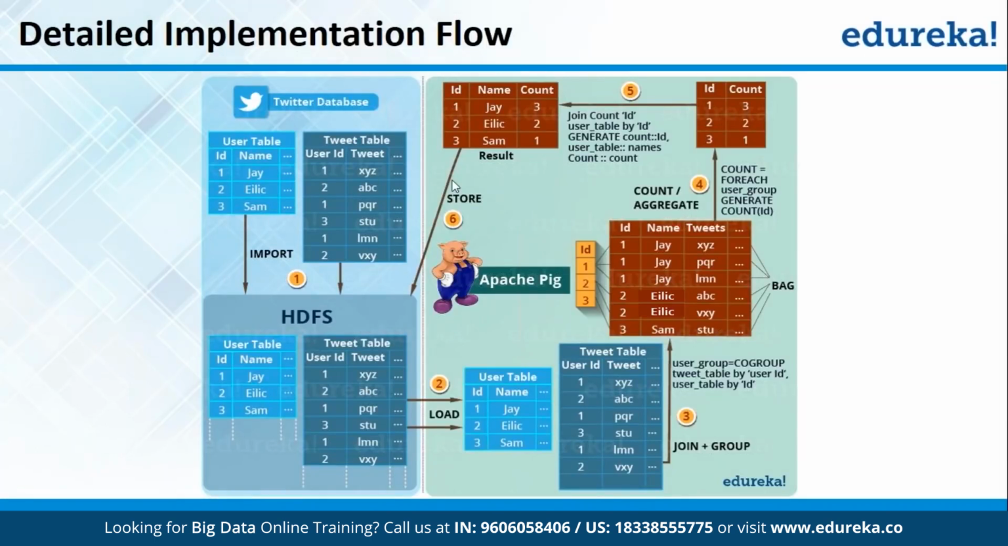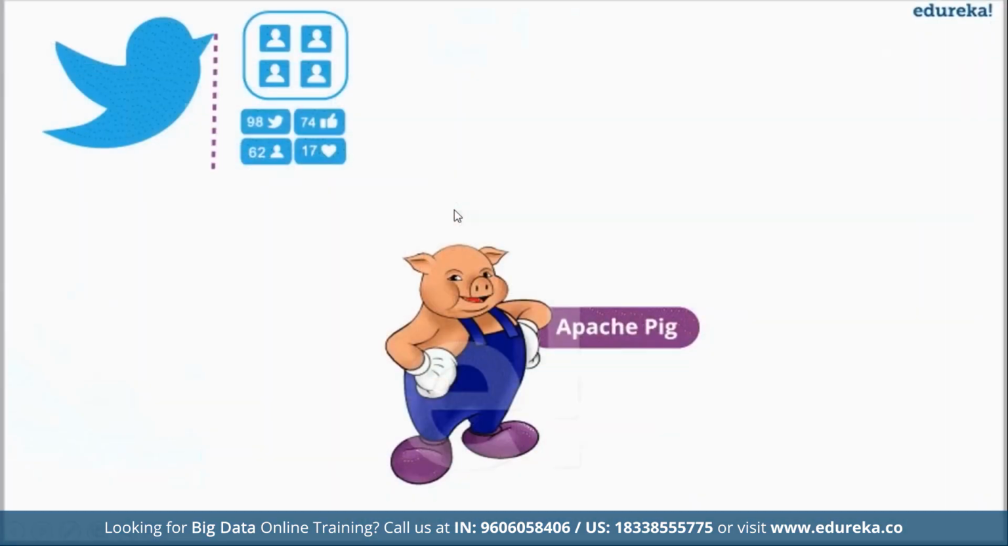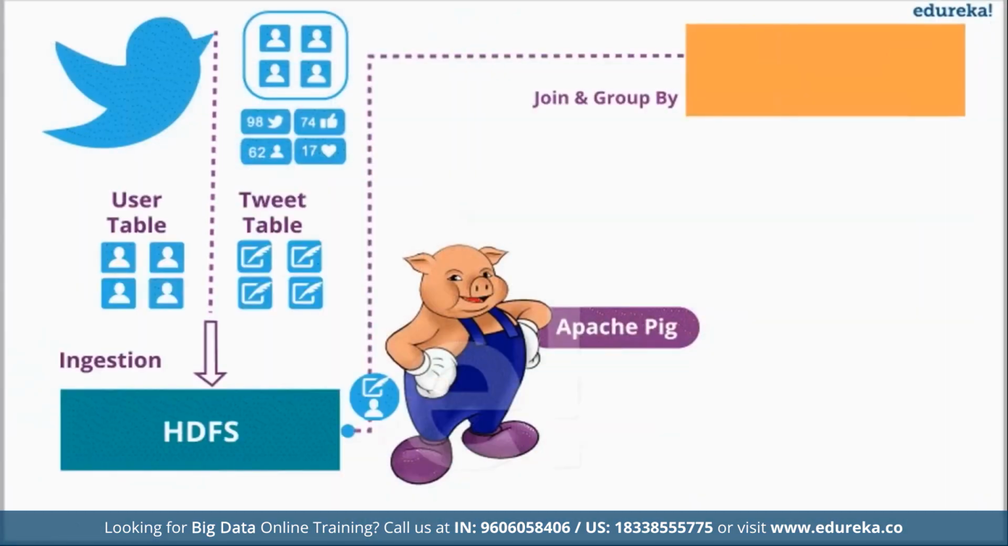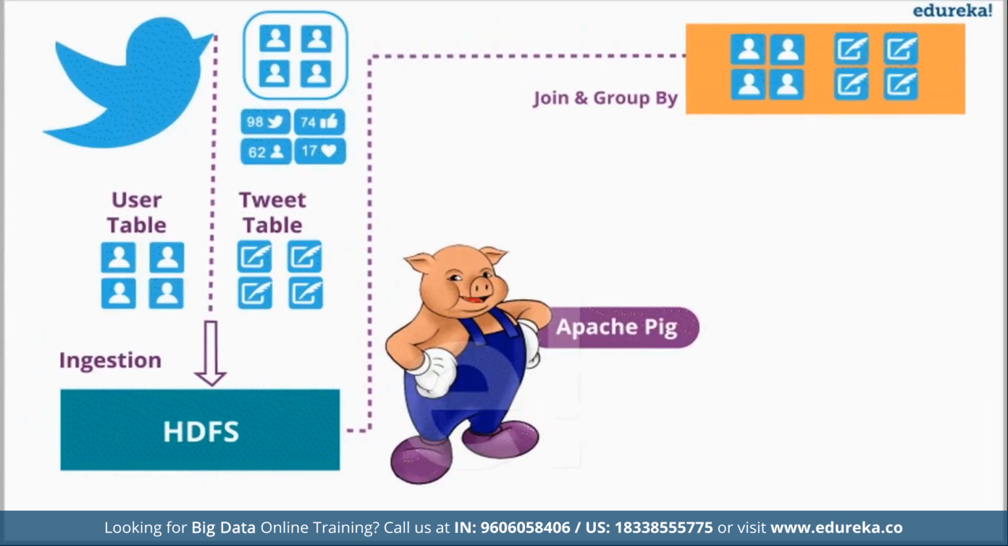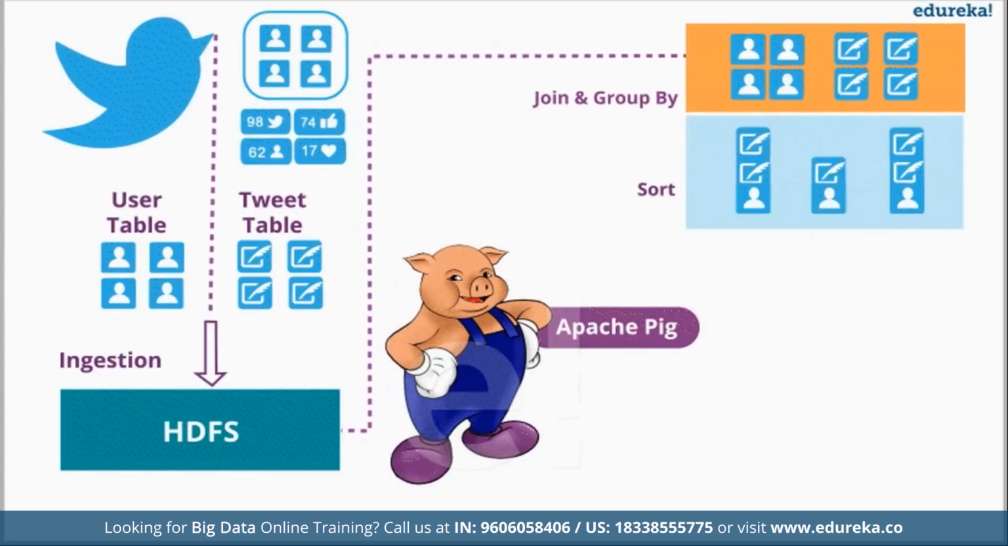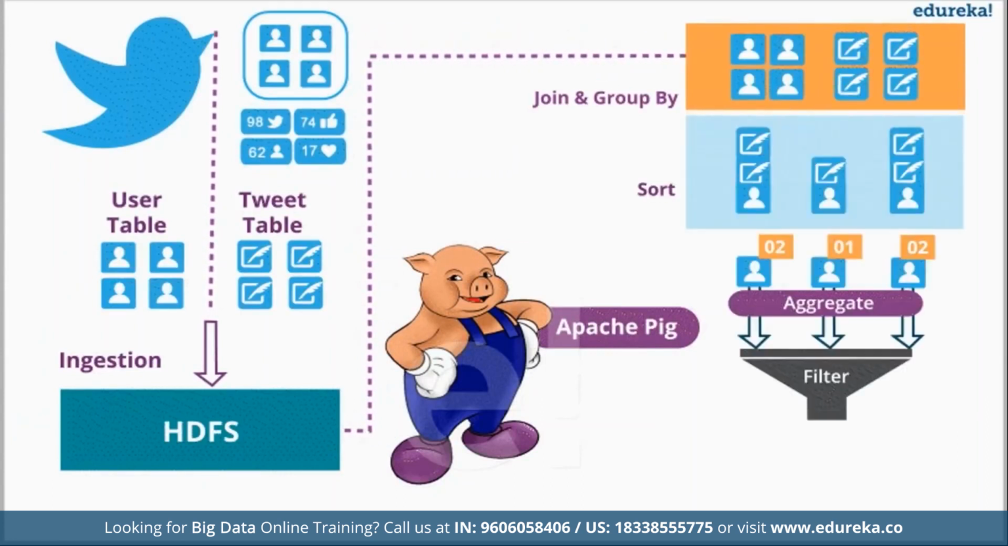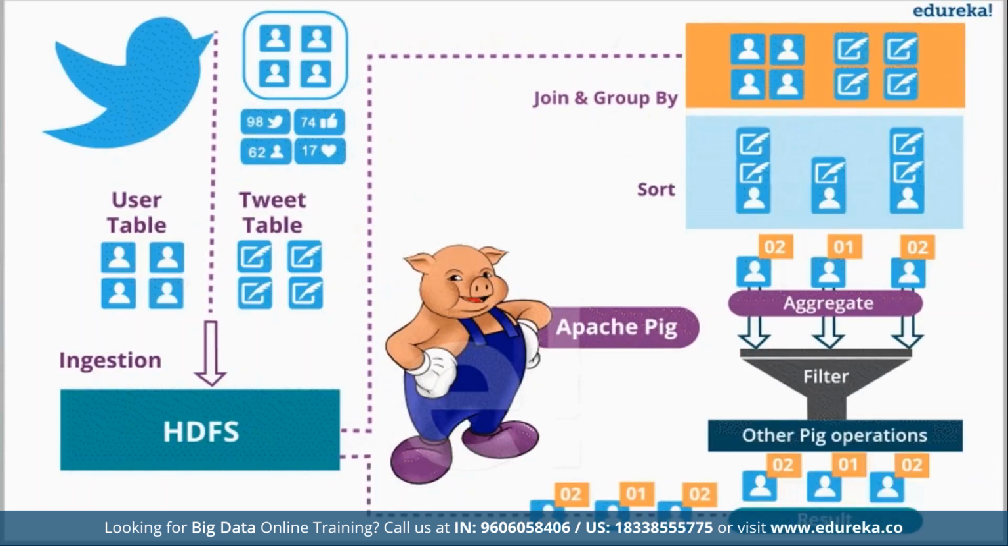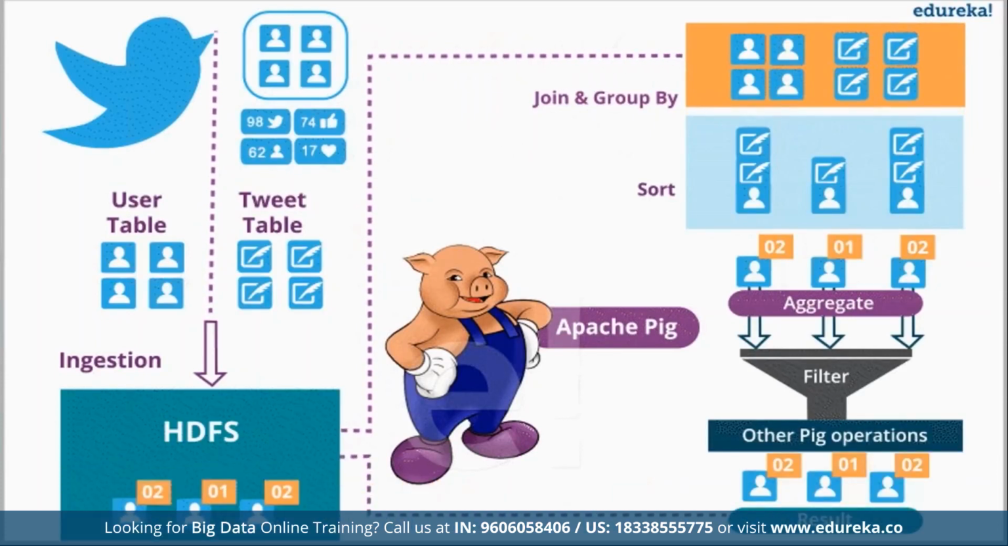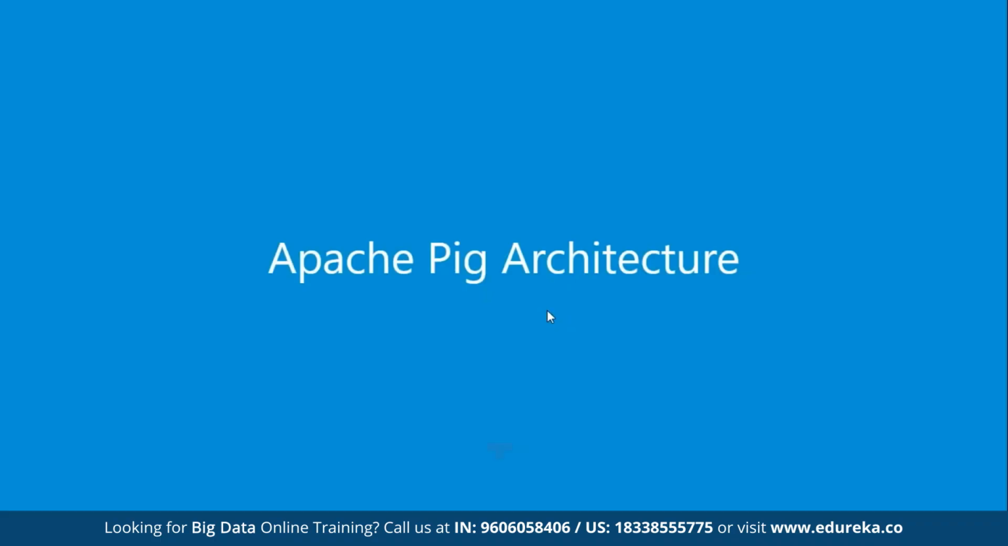Let's move on to the next slide, which is nothing but the animated representation of the exact same flow that we saw right now, which will give you a better perspective. So the very first step is user table and tweet table is moved to HDFS. Then it is joined and grouped by Pig. The data is sorted and aggregated, finally filtered to get the count of tweets per user, and the result is dumped back to HDFS. Apache Pig Architecture.